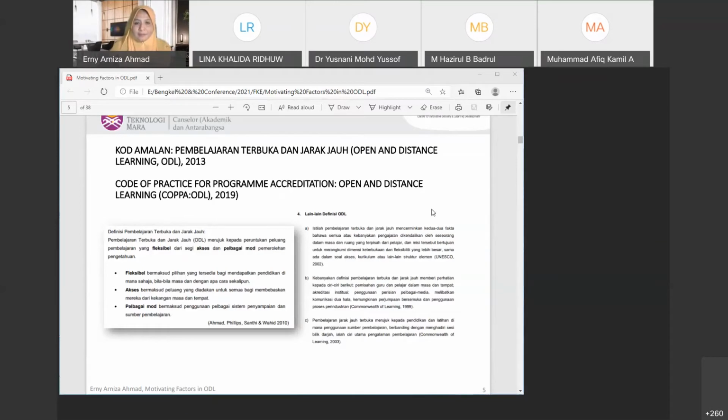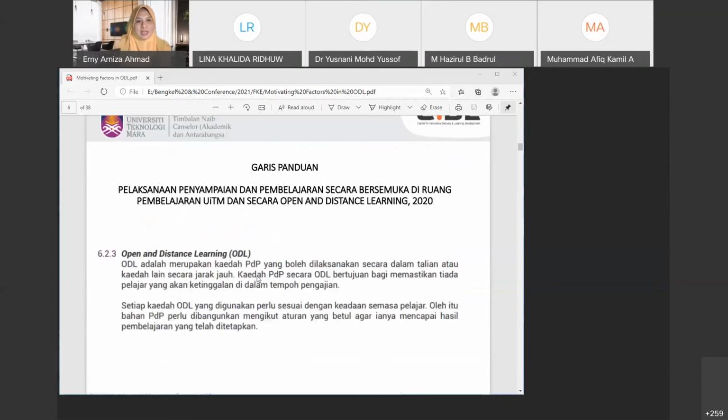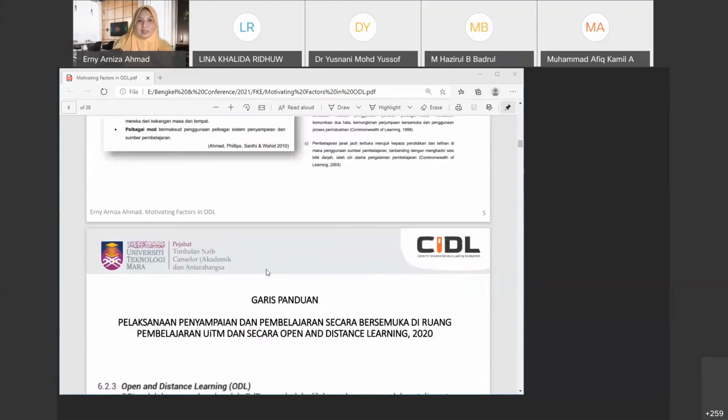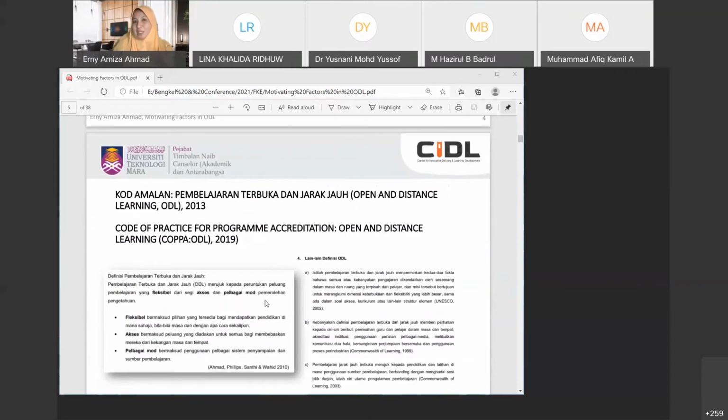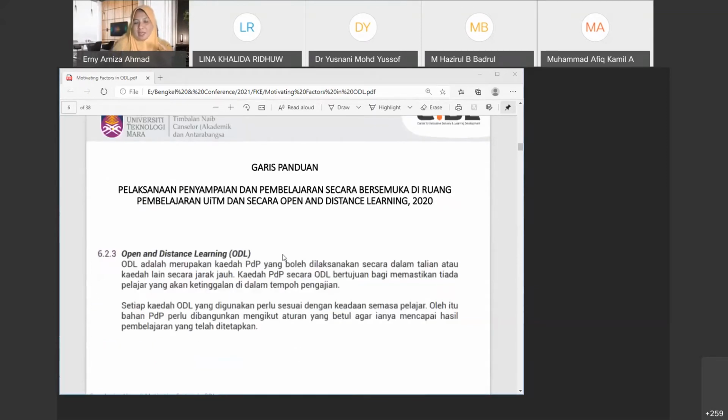So lain-lain definisi, basically we are referring to this. Remind these 3 words: flexible, access, pelbagai mode. Okay, so next, ini yang kita guna pakai di UiTM. Kalau ikutkan satu Malaysia pakai definisi ODL ni. Ini daripada MQA, Malaysia Quality Assurance institution. So ini garis panduan yang dipakai di UiTM sendiri.